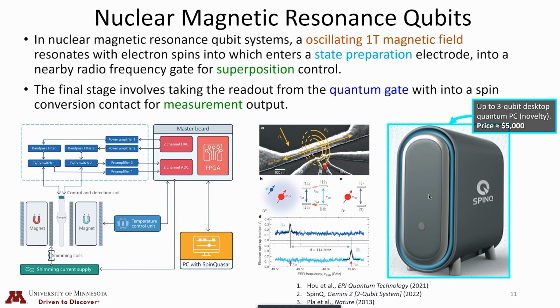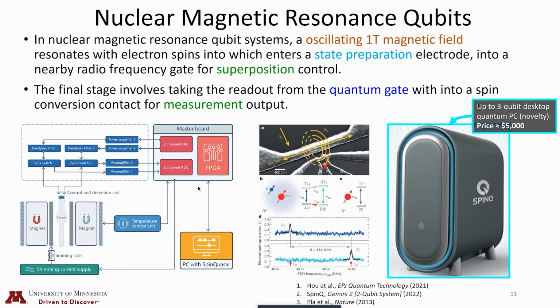This is a real product that you can buy from a company called SpinQ. So this product is called Gemini 2, and you can buy this for about $5,000. It's a pretty small desktop PC, relatively comparable with any sizable desktop PC. So you can sit this on your desk, and you can do quantum computation. You can read out the excited and the ground states, and then you can program it, and all the controls are done through this FPGA chip.